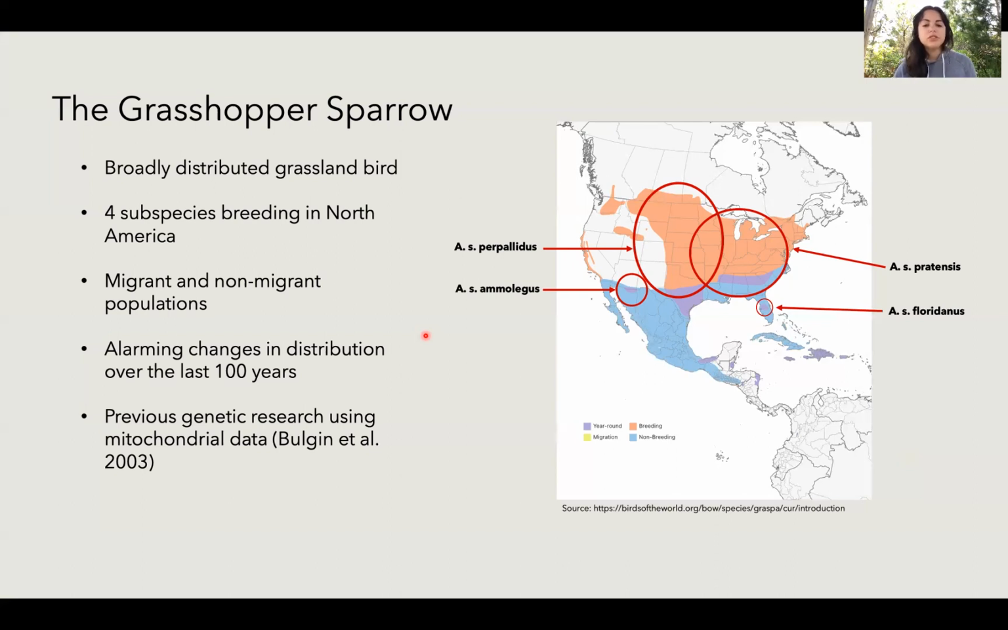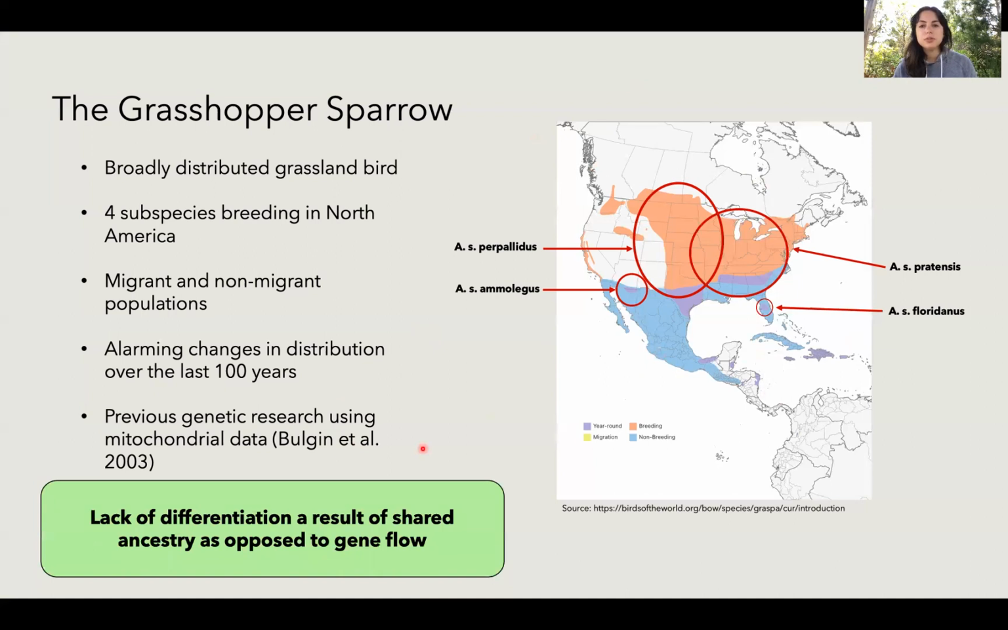And so there has been previous genetic research in 2003 using mitochondrial data that looked at these questions, and they found a lack of differentiation between these 4 subspecies. And in their demographic history analyses, they estimated large effective population sizes as well as recent divergence times. And based on those results, they present this hypothesis that the lack of differentiation that they observed, or the lack of phylogenetic distinctiveness, was a result of shared ancestry as opposed to ongoing gene flow between these 4 subspecies.